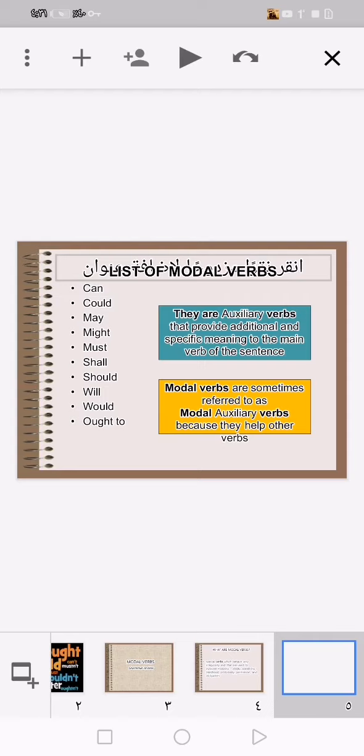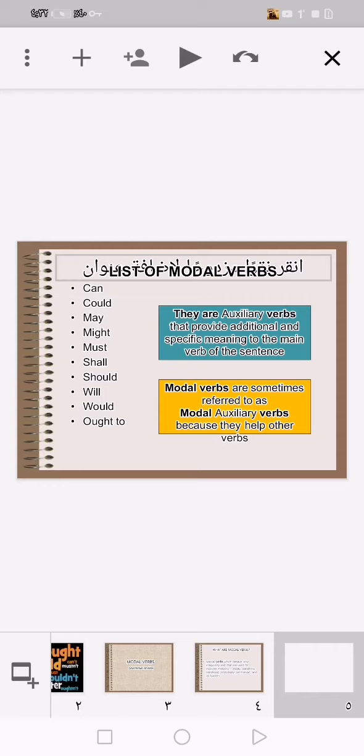Examples for modal verbs or a list of modal verbs such as can, could. يعني نحكي can in the present form or in the present simple. In the past simple it changes to could. May, might, must تبقى نفسها must. بالpresent بالsimple present نفسها وبالpast simple أيضا نفسها must. Shall, should, will, would, ought to تبقى نفسها ought to.